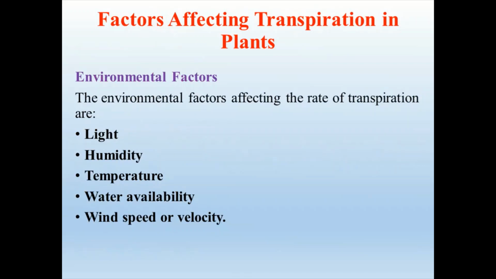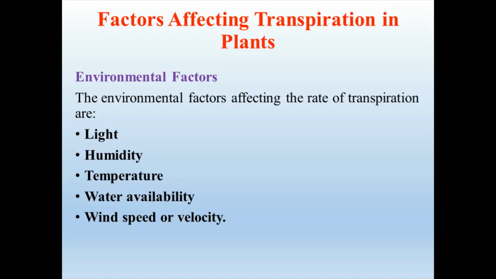The environmental factors that affect the transpiration rate are light, humidity, temperature, availability of water, and wind speed or velocity. Light: during the light hours, the stomata remain open and this increases the rate of transpiration. Humidity: when there is too much humidity in the air, the rate of transpiration is reduced. When the temperatures are high, the rate of transpiration is more. When the temperatures are low, the rate of transpiration is less.